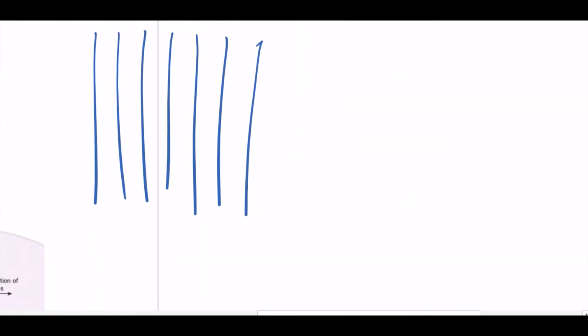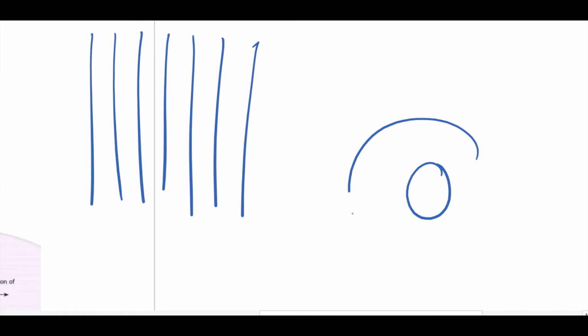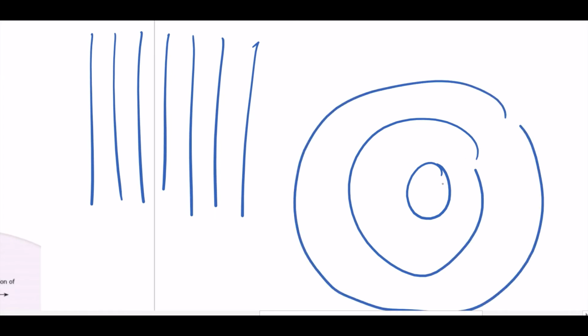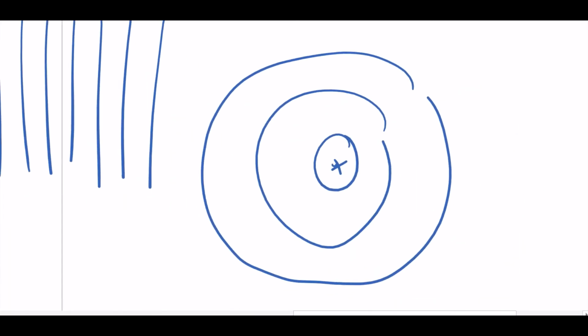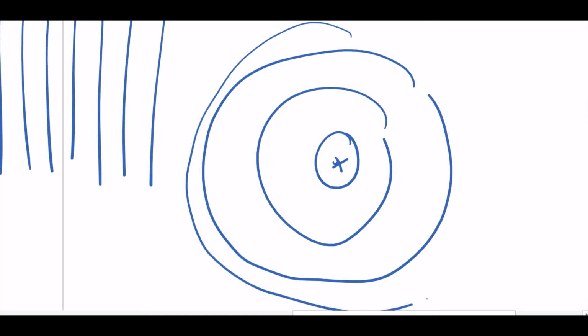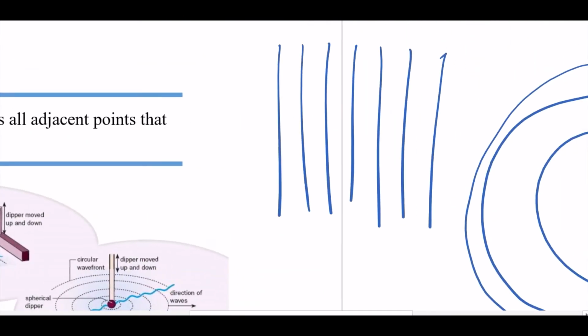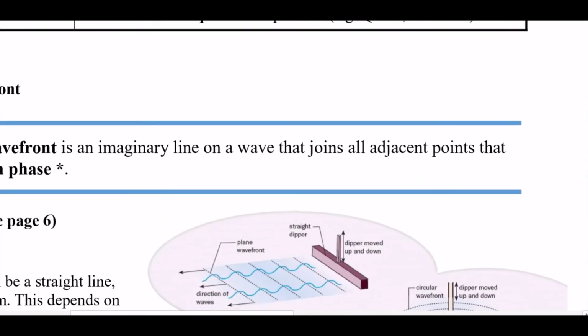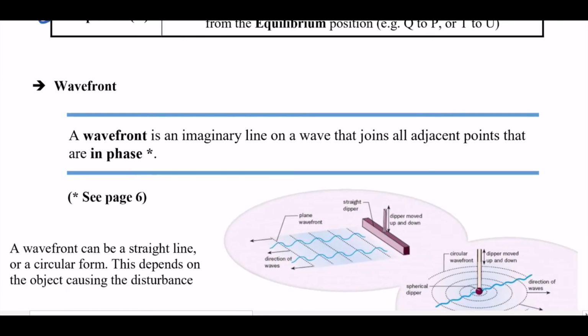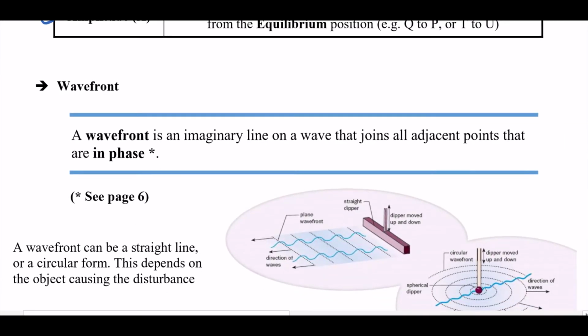Or for circular waves, if this is the center of the wave, you will see a lot of circles, if you drop a stone at the center. So these lines that you actually see on the wave are called a wavefront. But a wavefront, strictly speaking, is imaginary. It's just a mathematical line that joins all the adjacent points that are in phase.